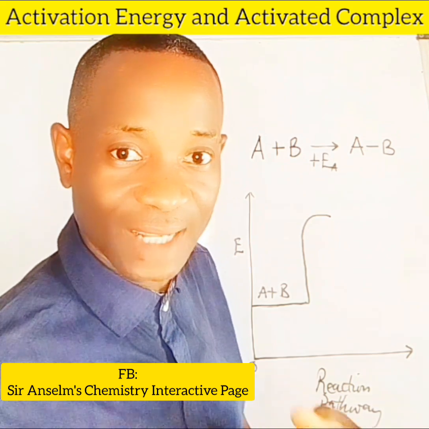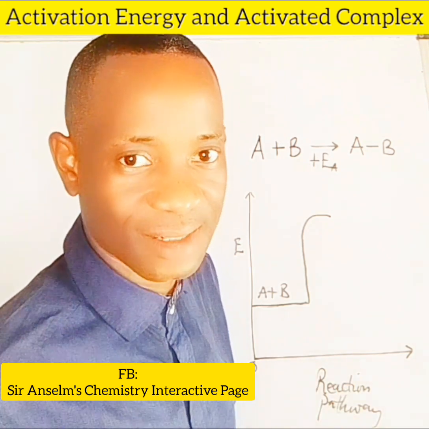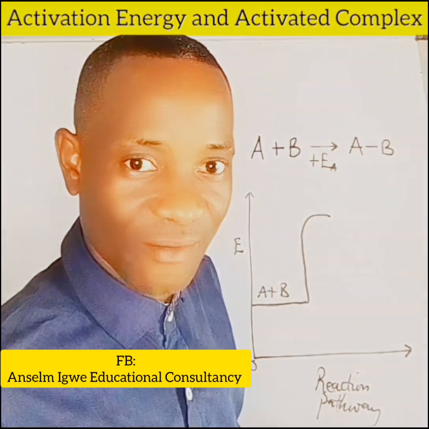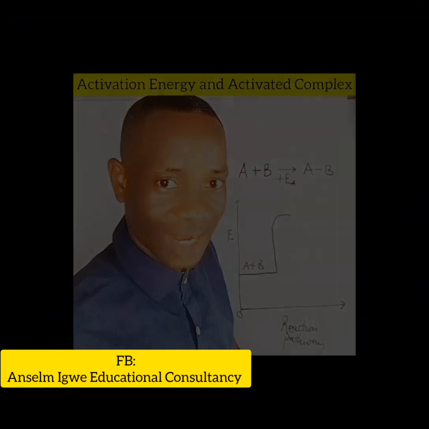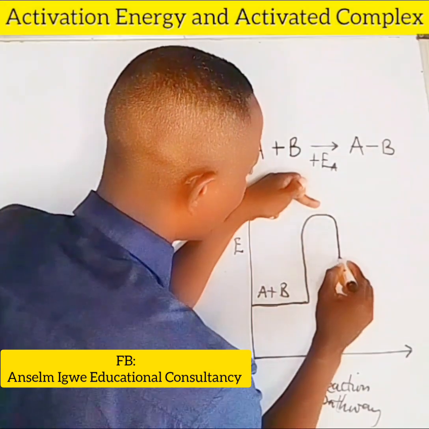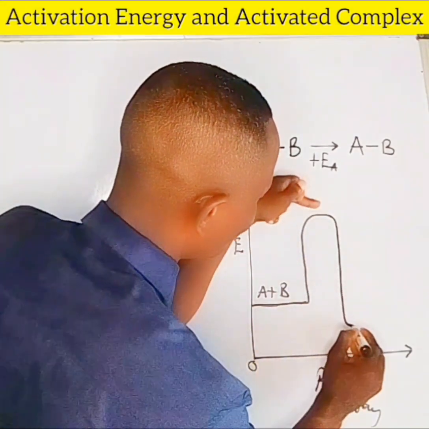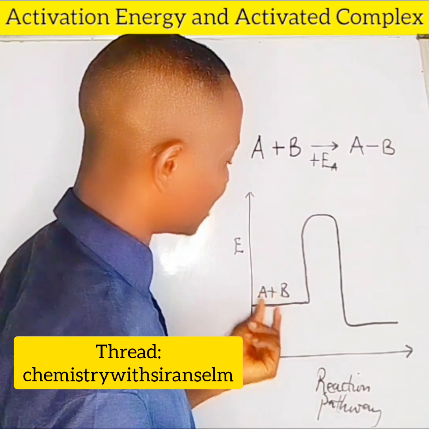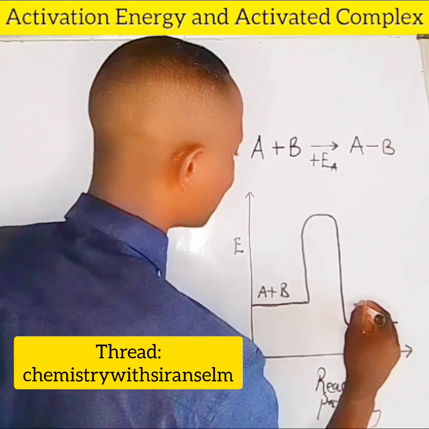Now, let's assume that the products are more stable than the reactants, which is true in most cases. If products are more stable, it means they have lower energy and exist at a lower energy level. When they absorb this minimum amount of energy, they form a product that exists in relatively lower energy than that of the reactants. And this is the product.